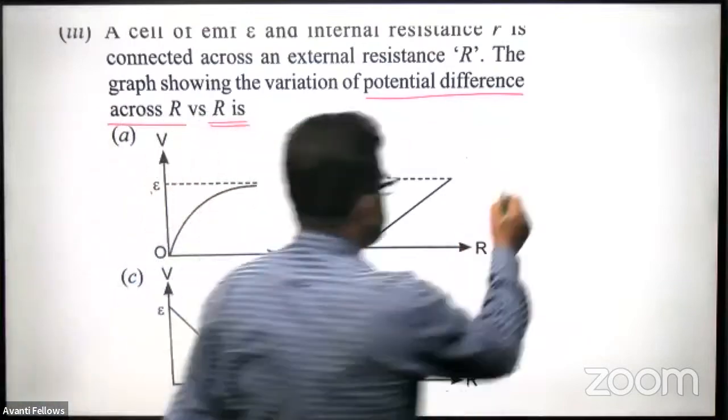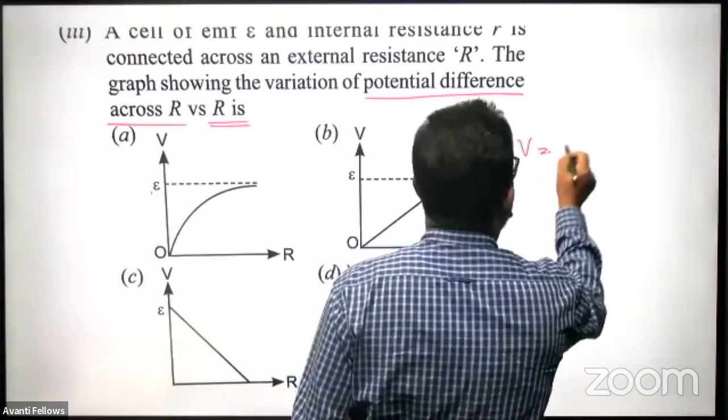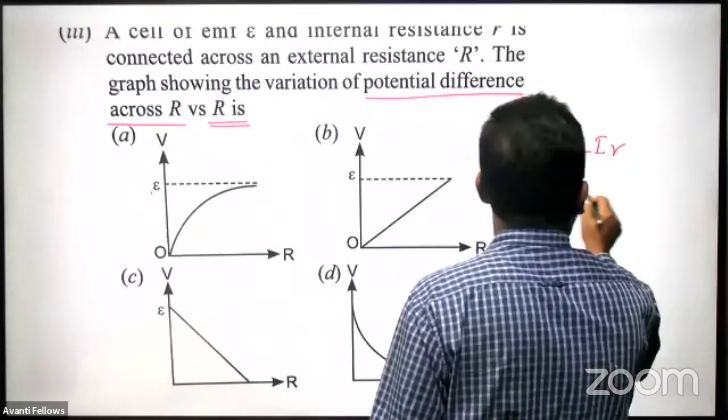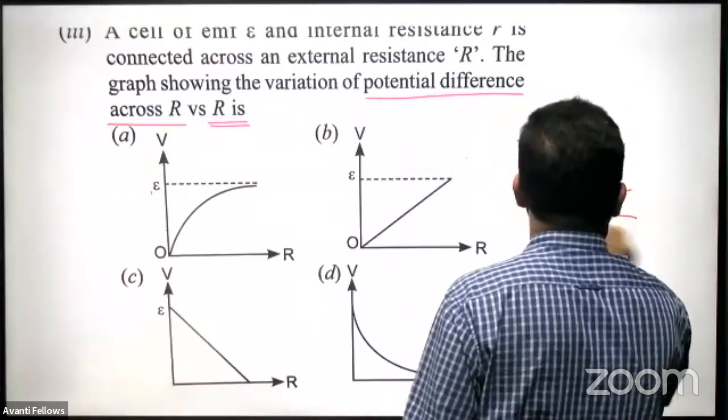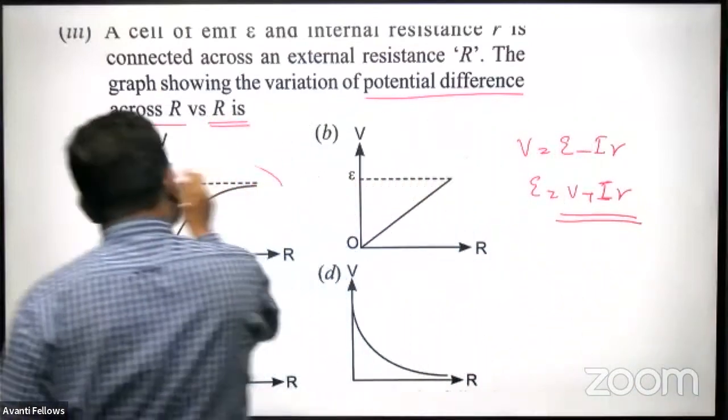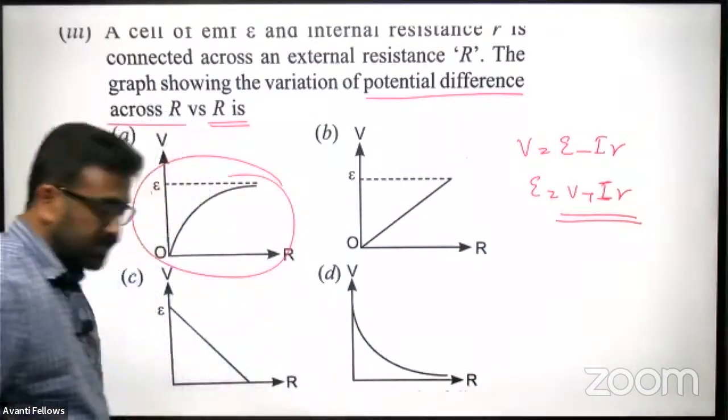Here we can use this equation: V equals E minus IR, or E equals V plus IR. So when we use this V plus IR relation, we can find this one is the correct option.